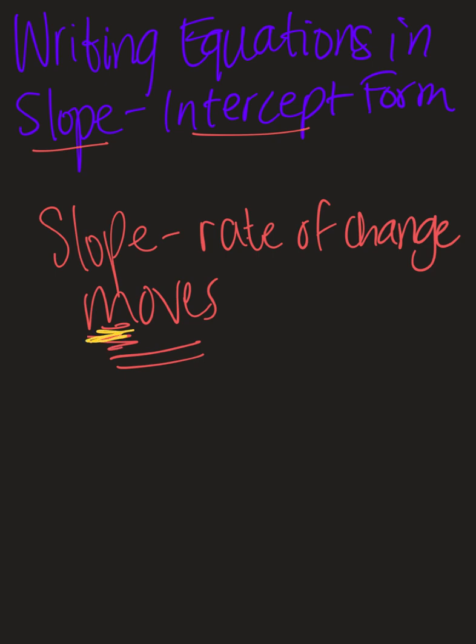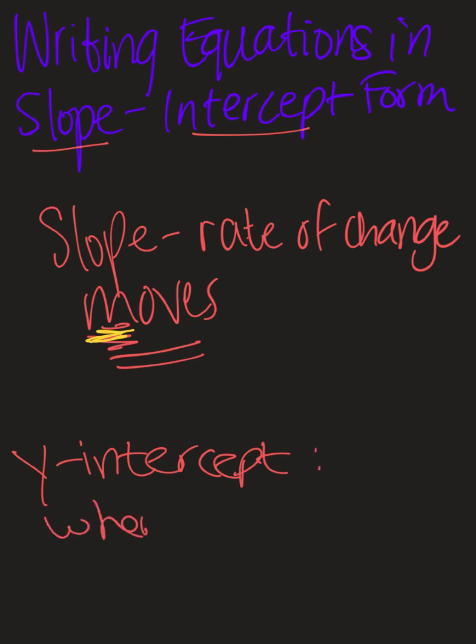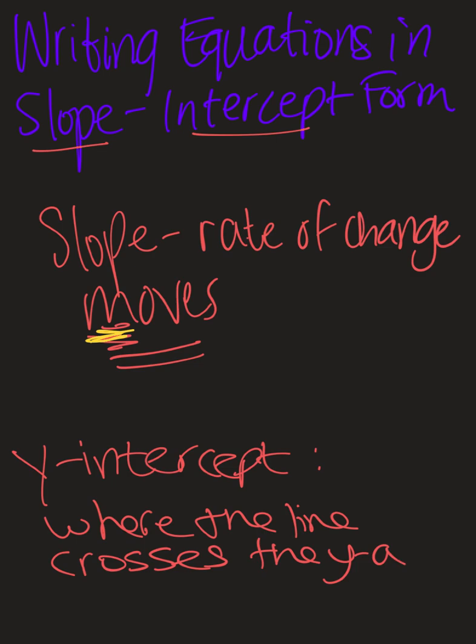The other piece that we have is the Y-intercept, often just shortened to the intercept. It is where the line crosses the Y-axis. It is also where the line begins. But most of the time what we think about is beginning a line, okay?